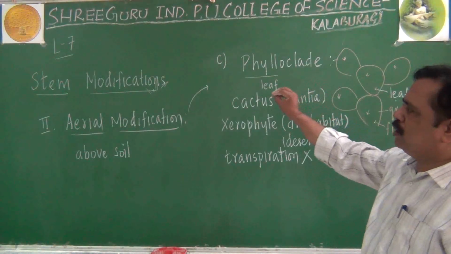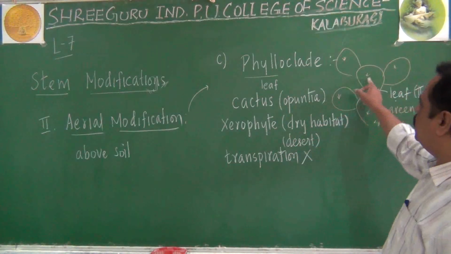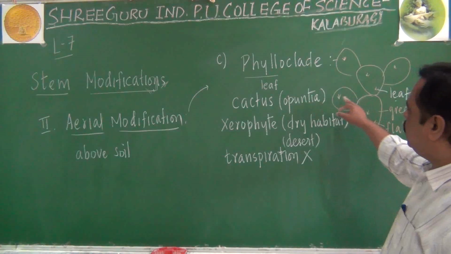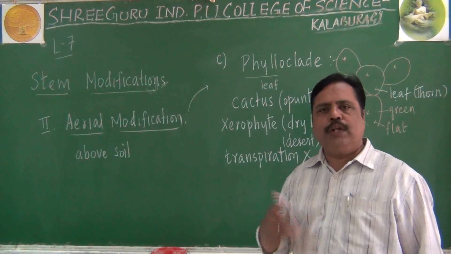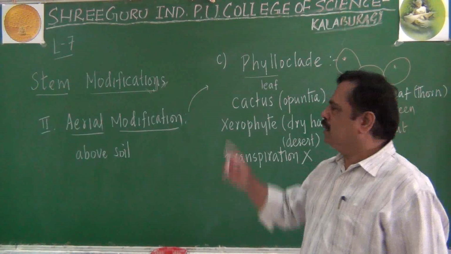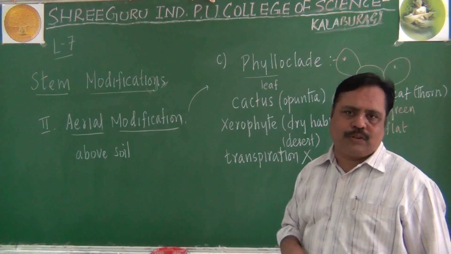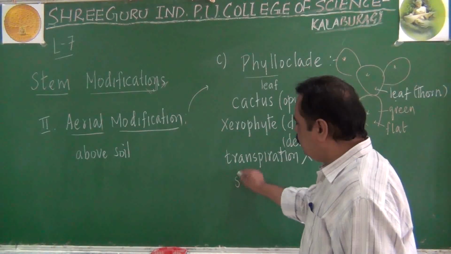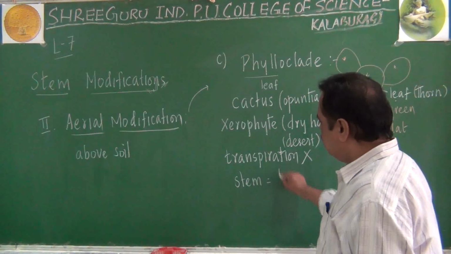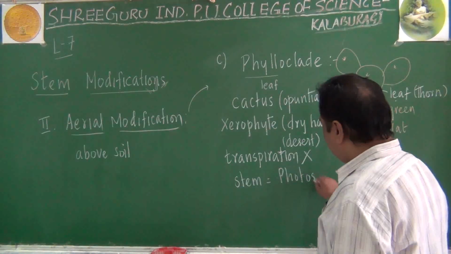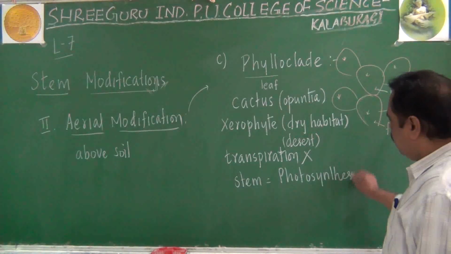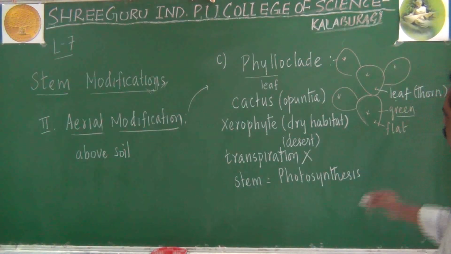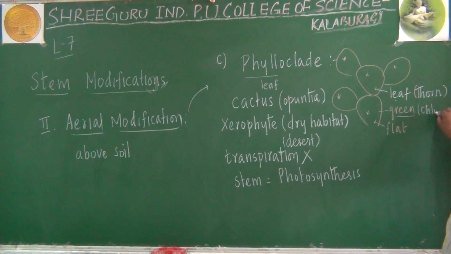Sir, we are talking about a stem modification. Why should we tell about the leaf here? If the leaves are becoming thorns, who will do the function of photosynthesis? Naturally, the stem will do the function of photosynthesis. So, in phylloclad, what is the function performed by the stem? The stem is performing photosynthesis. How can it perform photosynthesis? Because it is green in color due to the presence of chloroplast.